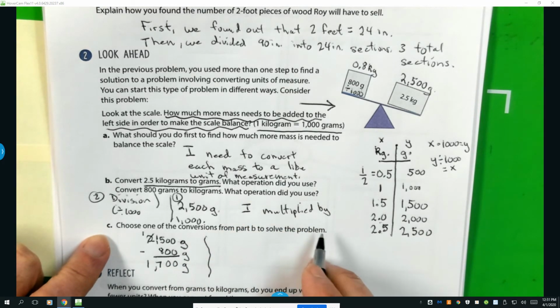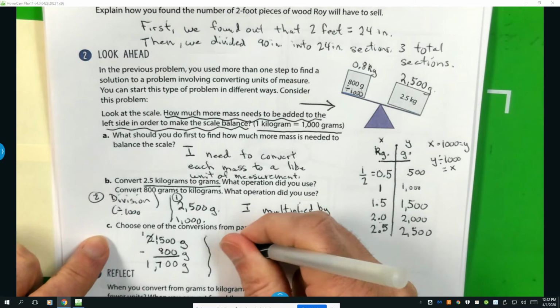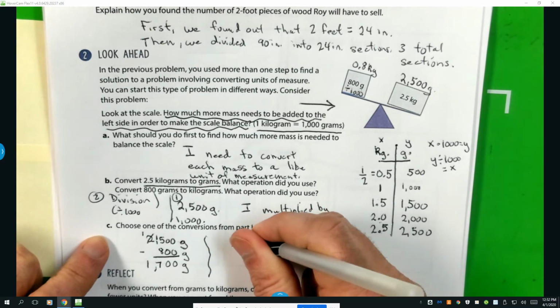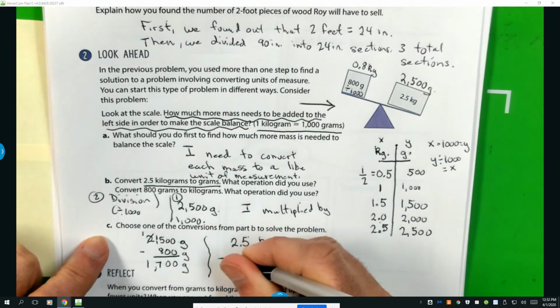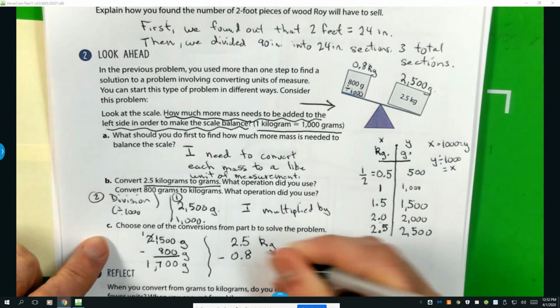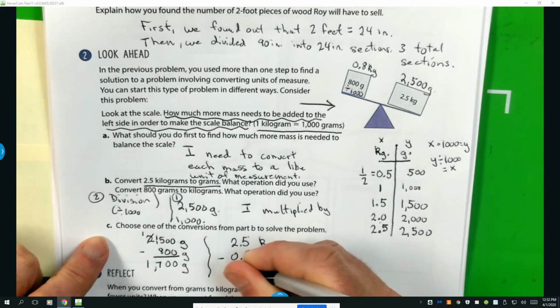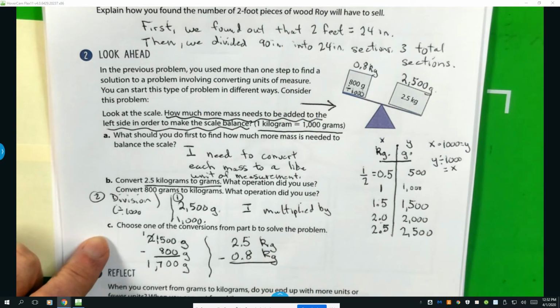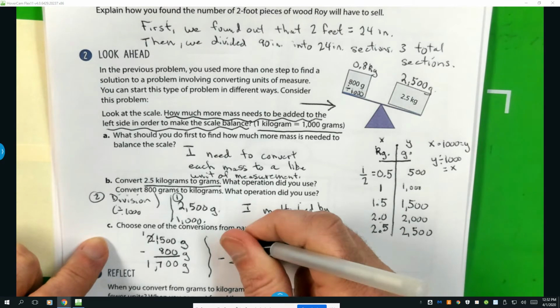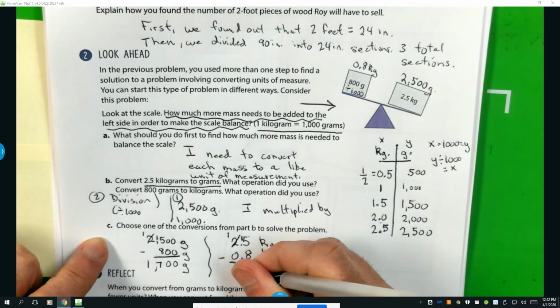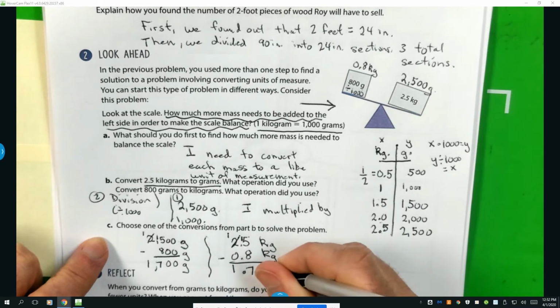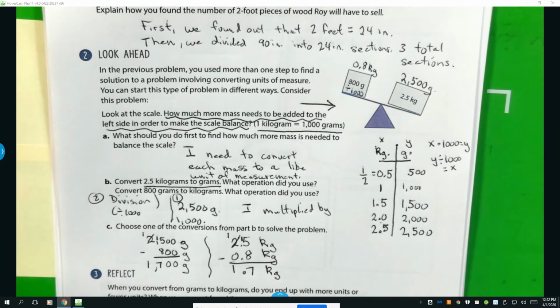Or I could do it in kilograms. 2.5 kilograms minus 0.8 kilograms. Either would be acceptable. Okay, and now it's the same exact problem. Make the 2 into a 1. 15 minus 8 is 7. Bring down your decimal. It is 1 7/10 kilograms.